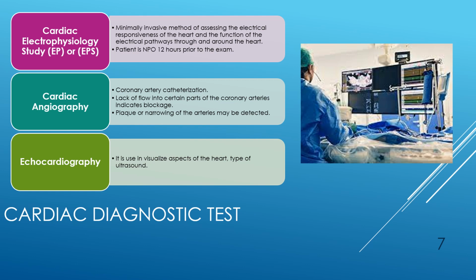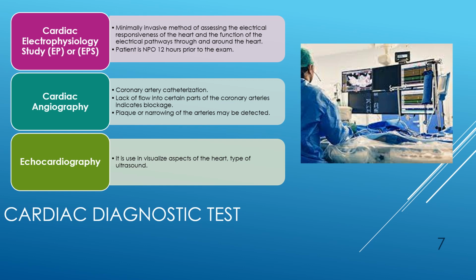The other test that you could do is called a cardioangiography. Basically, you're going to do coronary artery catheterization, and what you really want to look at is blockage in the coronary arteries. Also, it's a great test for plaque and narrowing of the arteries. So I'm sure you've heard of this. It's called coronary artery catheterization.